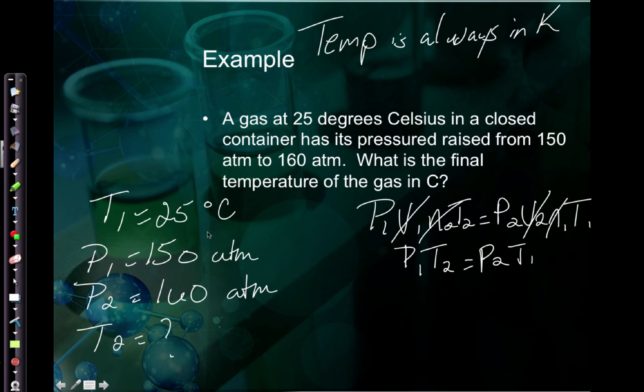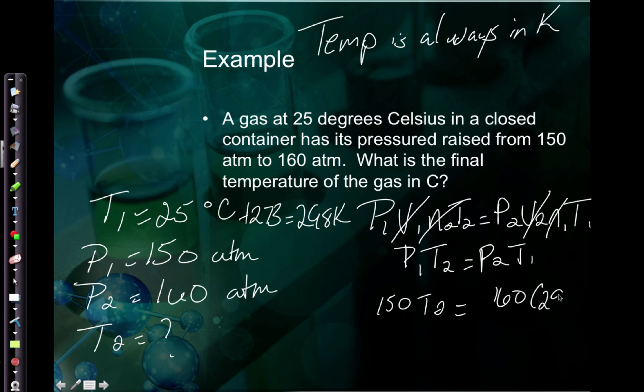All right, so now before I can do any calculations, this has to be in Kelvin, so you're going to add 273 to do that. So anytime that you have a temperature, it has to be in Kelvin. You cannot forget to do that. All right, so now I'm just going to plug it in the equation. So 150 is my P1. T2 is unknown. P2 is 160, and then T1 is 298. Make sure you pick the right temperature here.